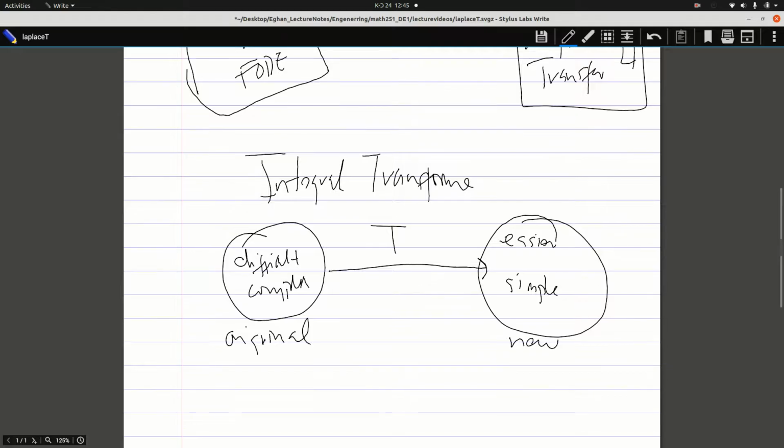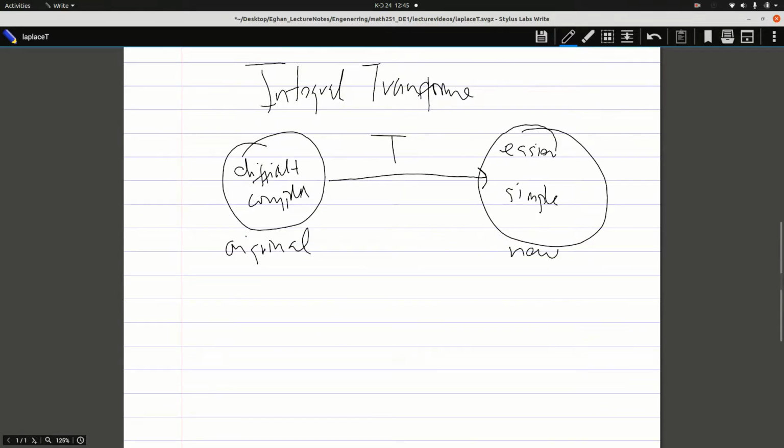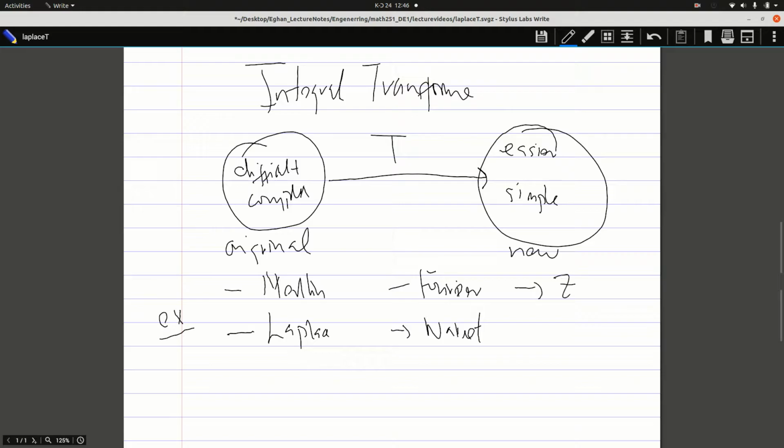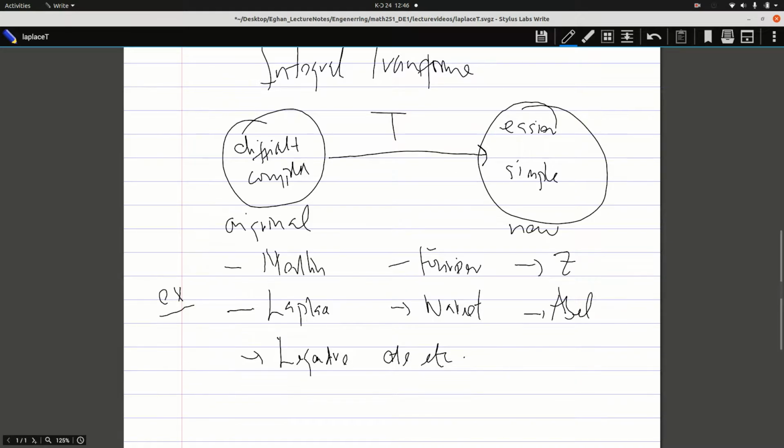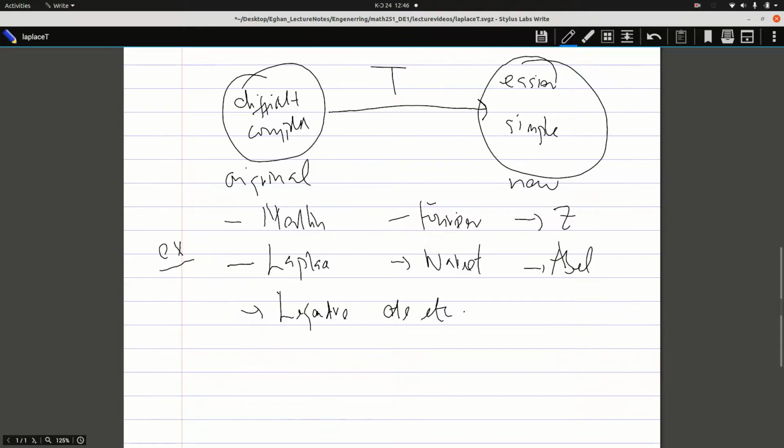There are lots of integral transforms. We have the Mellin transform. We have the Laplace transform as we are taking. There's a Fourier transform. We have the wavelet transforms, the Z transforms, the Abel transformations, the Legendre transformations, and a whole lot more. All they do is to move the problem from the original domain to a new domain which is simpler to solve.